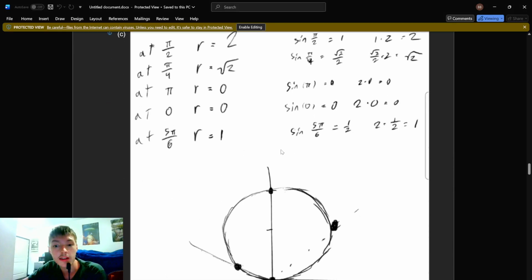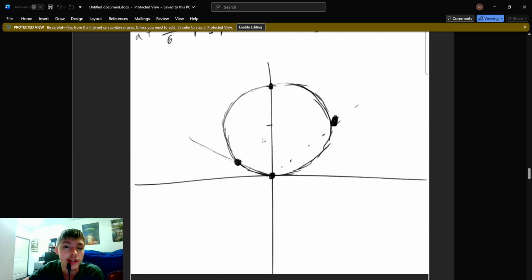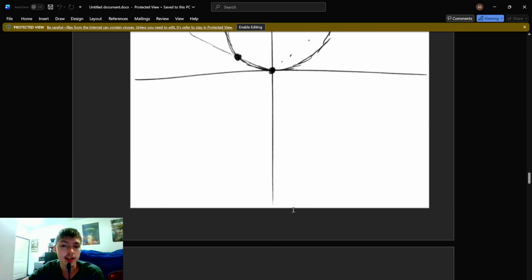This one looks like a normal circle, so the dots don't really matter that much here, but I still confirmed that it's like a circle.